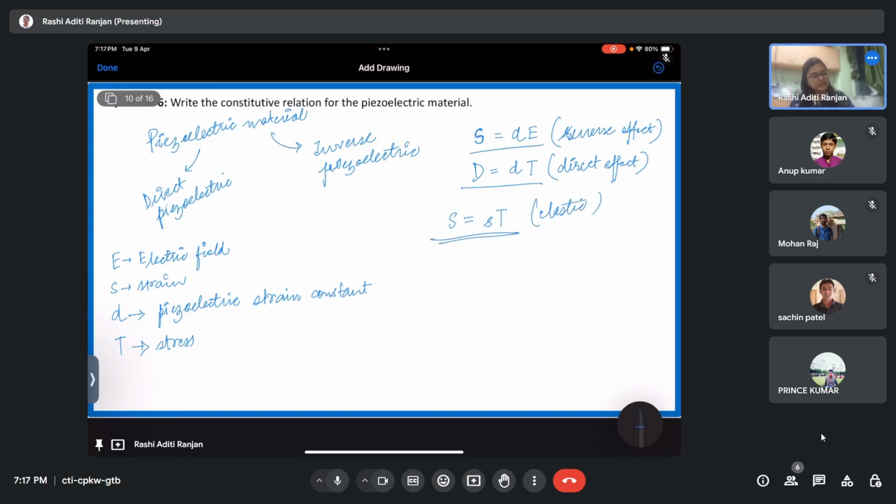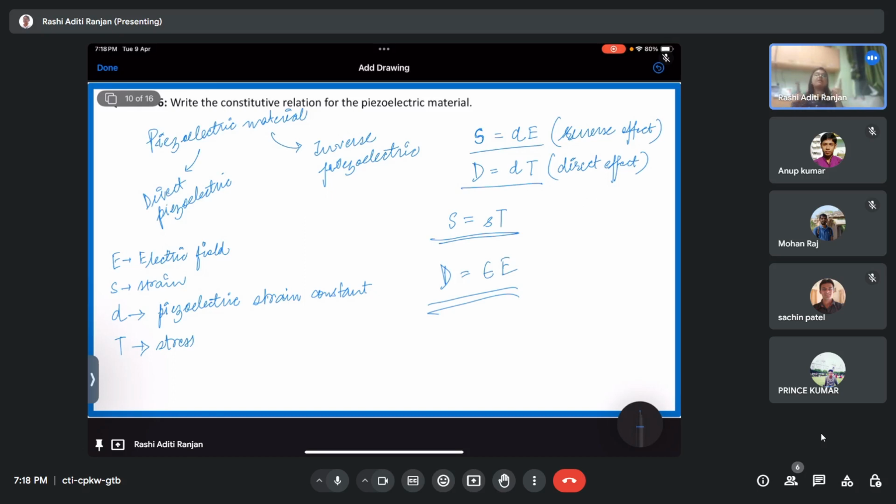I hope that it is clear. And apart from that, I'm going to have an electric effect also because of the electric field that is applied on the material. So in that case, I can write my dielectric displacement as epsilon into electric field. This is for a capacitive material. If I apply an electric field, the charge is going to move, and this is defined as that.